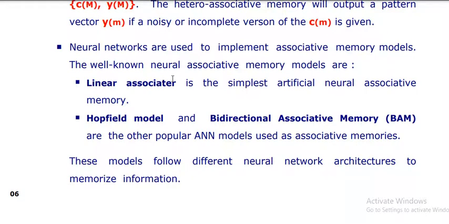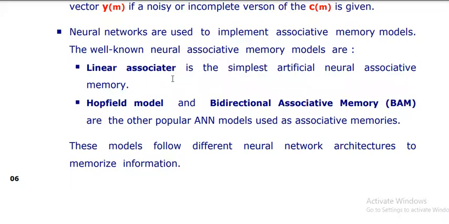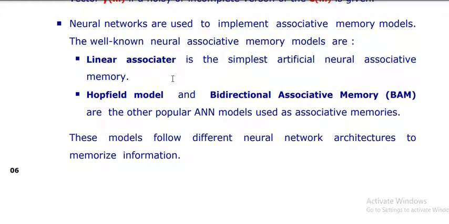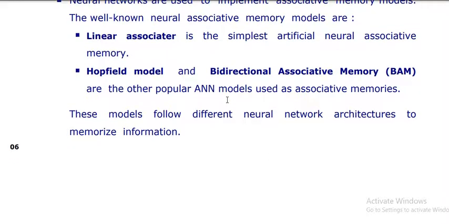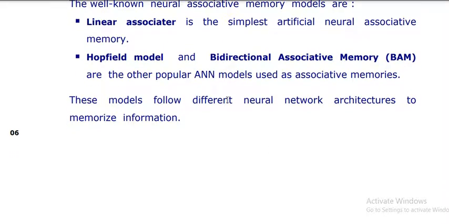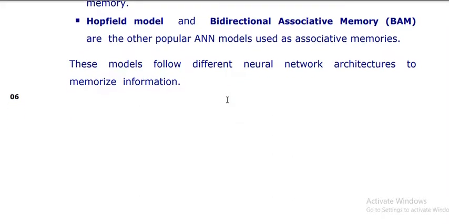Neural networks are used to implement associative memory models. The well-known neural associative models are the linear associator, which is the simplest, and the Hopfield model. The linear associator is the simplest artificial neural associative memory. The Hopfield model and the bidirectional associative memory (BAM) are the other popular neural network models used as associative memories. These models follow defined neural network architectures to memorize information.